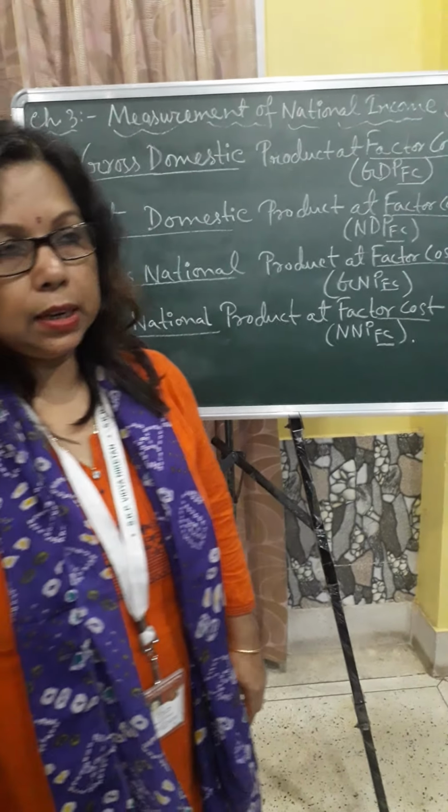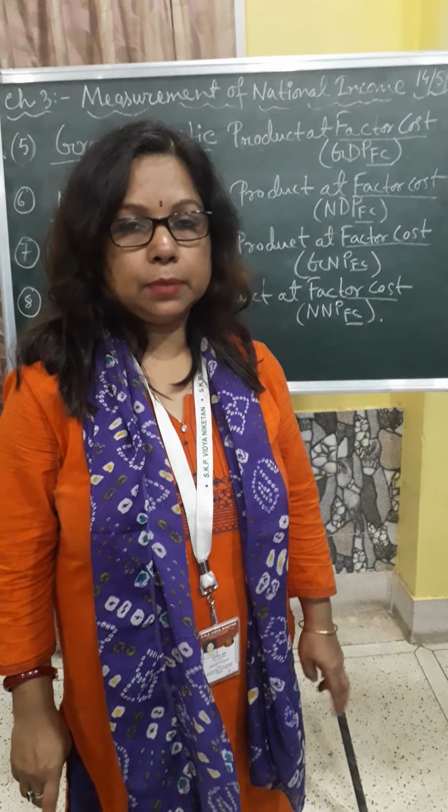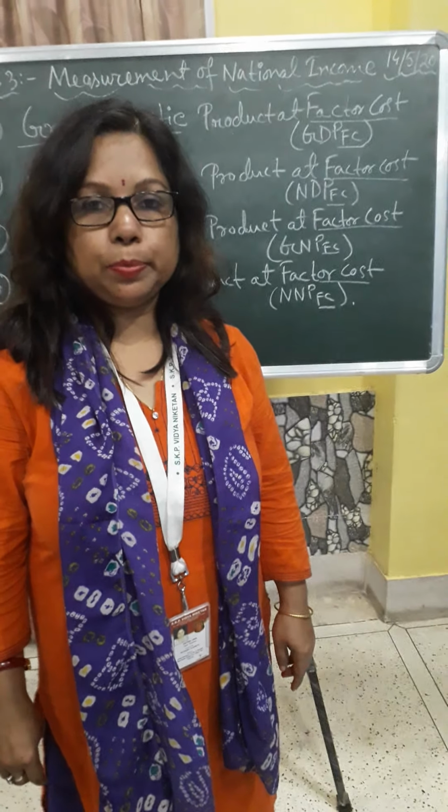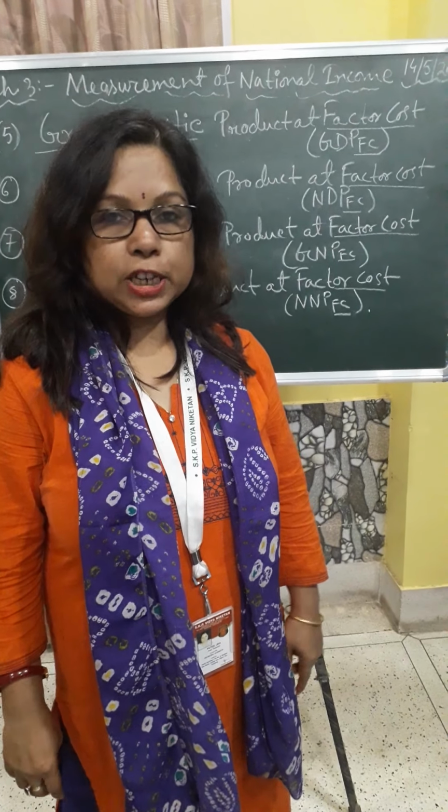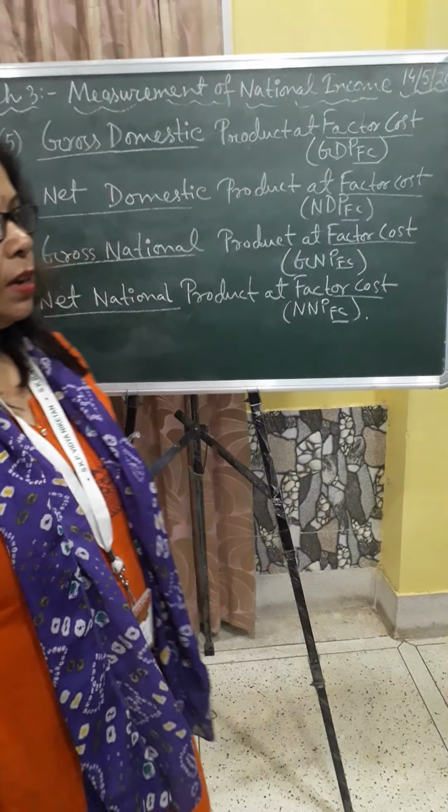Now, in the previous class, I had completed the 4 terms: gross domestic product at market price, net domestic product at market price, gross national product at market price, and net national product at market price. Domestic product and market price are completed. Now, the rest of the portion I have written here one by one.